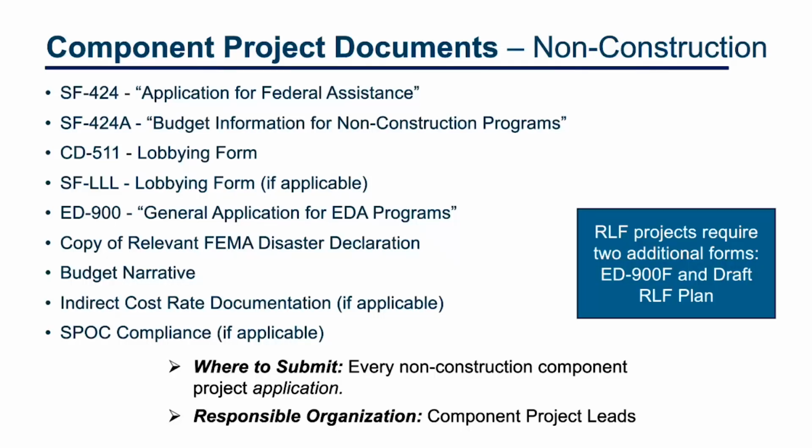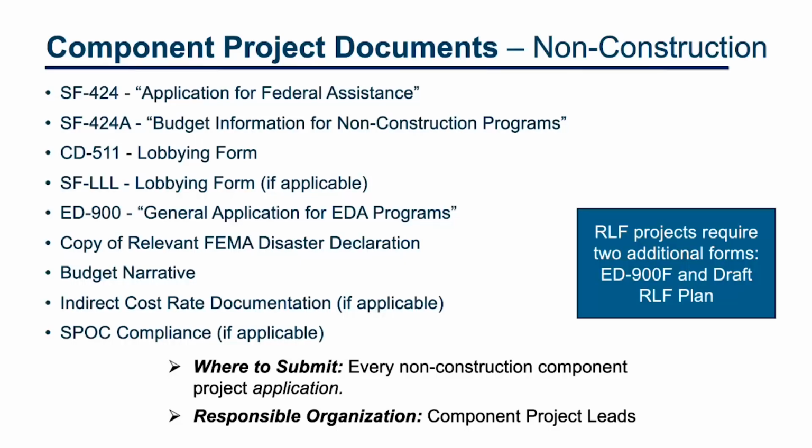I want to draw attention to a couple of things here that we see are common issues. The CD 511 and the SFLL are basically declaring if you've done any lobbying for this program. It's completely okay to put NA on these forms. You do still need to submit them. So when in doubt, it's better to upload a form that says not applicable than to not include the form at all.